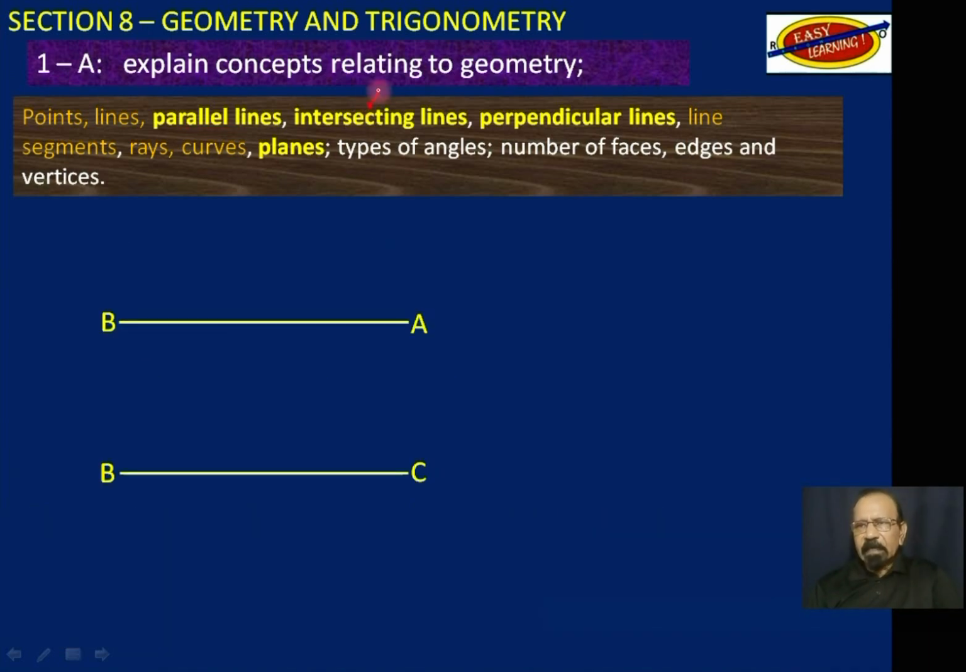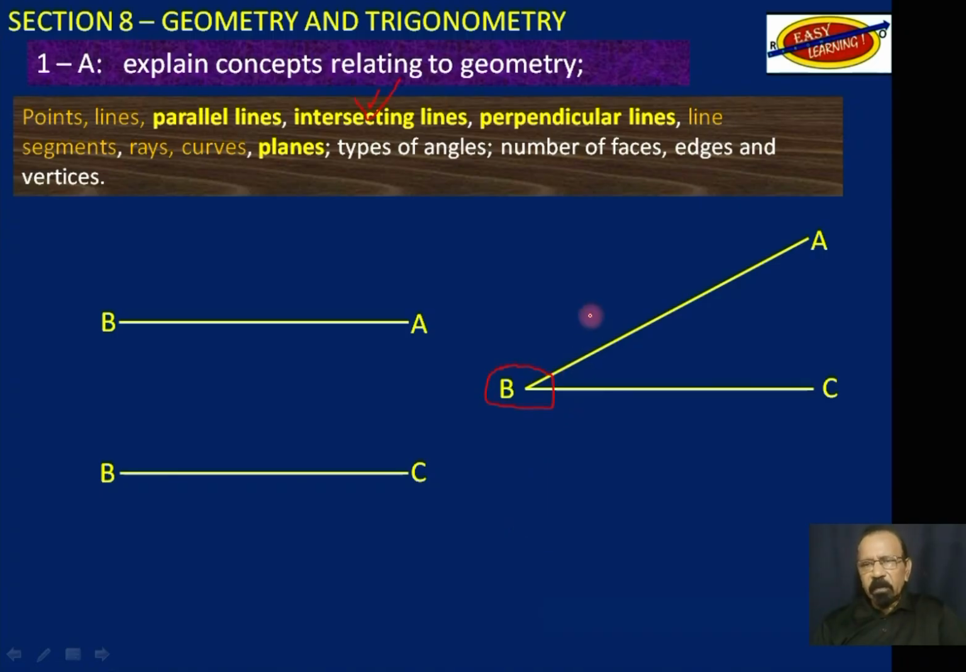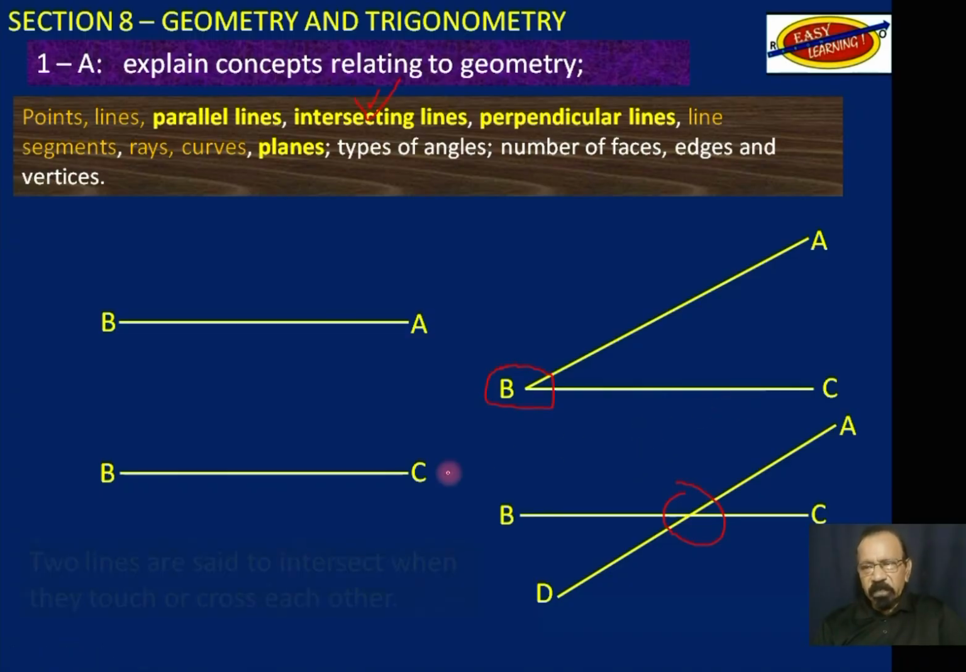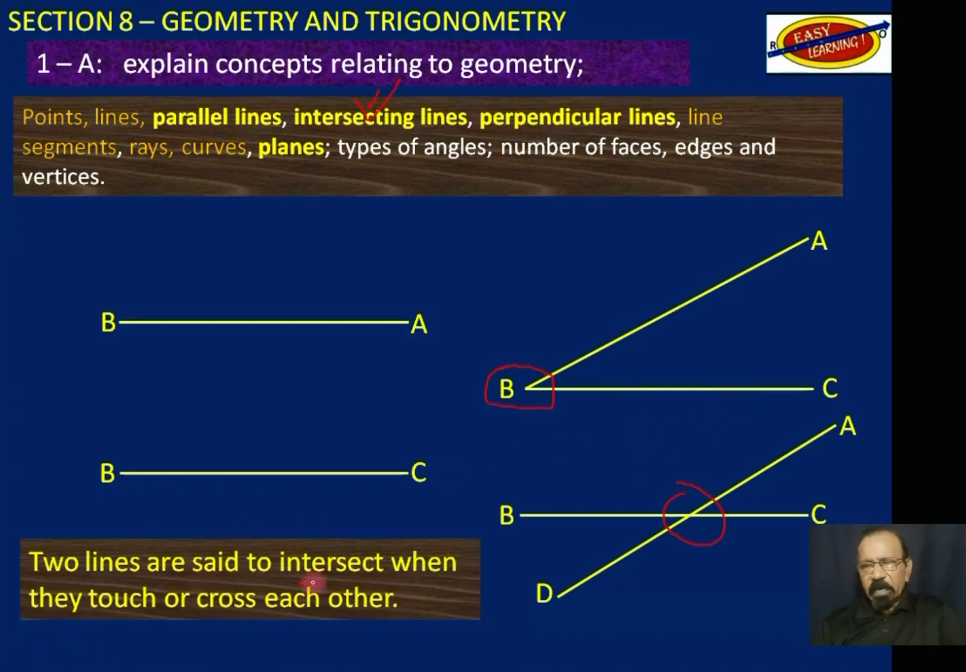Let's talk about intersecting lines now. You have these two lines, BA and BC. If we readjust them so that B connects at this point, then those two lines are said to intersect, they meet. Or if they cross each other at this point, we say that the two lines intersect. Two lines are said to intersect when they touch or cross each other.